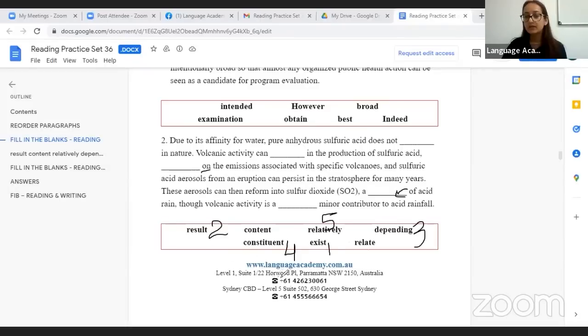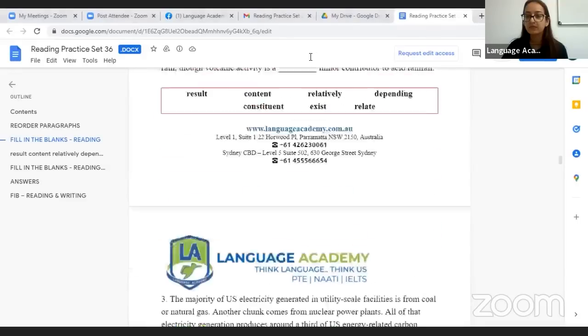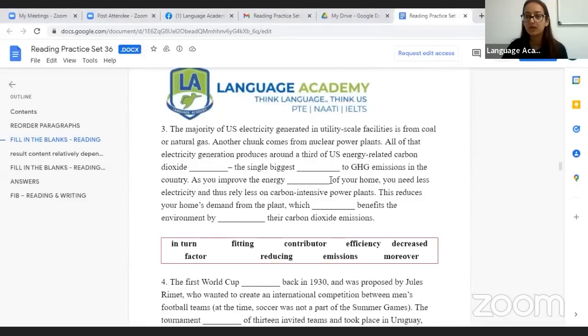Any doubts, anybody in this question? All good with this one? Relatively ends with ly, so it is an adverb. Constituent means one element, one of the parts. That is how we use the word constituent. So question number 3, two minutes for this, and then post your answers, please.